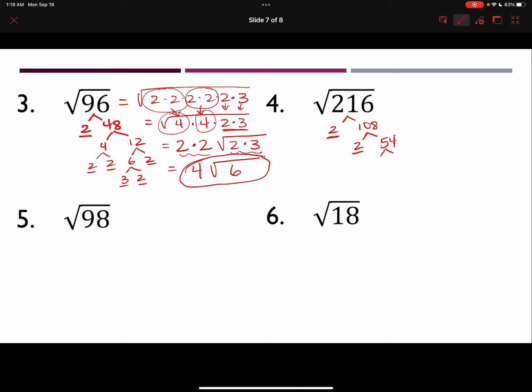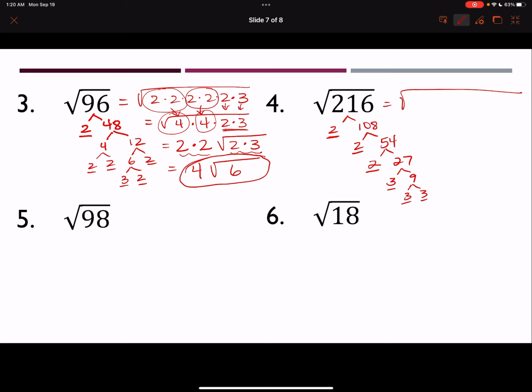And again, use your calculator again. Divide by 2 again if you want to. So this could be 2 and 27. And then 27 is no longer even, but hopefully you realize that 27 is 3 and 9. And then this is 3 and 3. All right, so 216 again has a lot of factors.